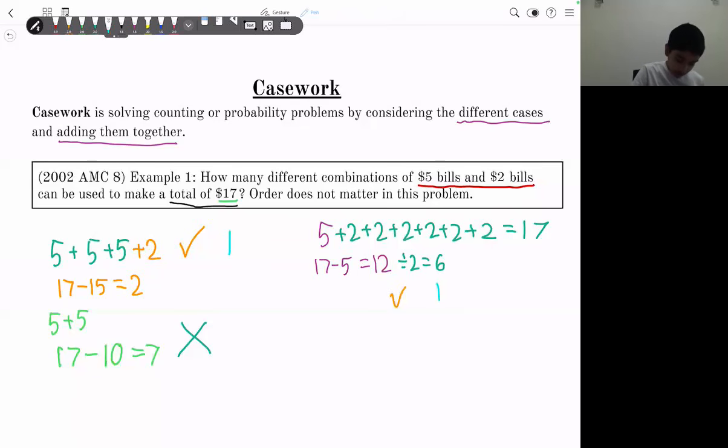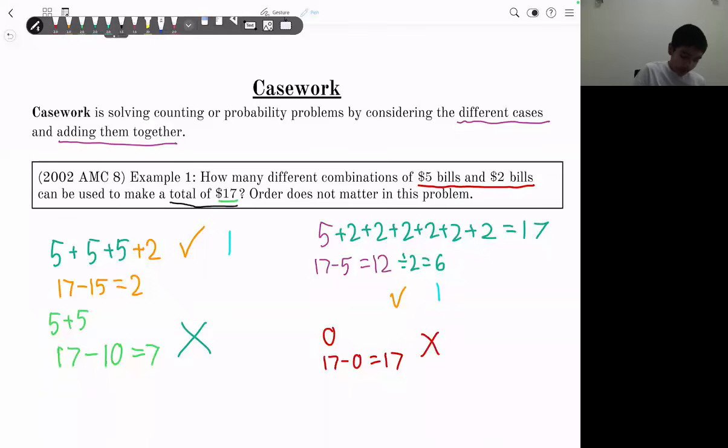And now let's see what happens when we have no $5 bills. So let's call it 0. Then there's just going to be $17 left. But then, as you can see, 17 is not divisible by 2. So we cannot form 17 from $2 bills. That's impossible, because 17 is odd. So again, this case doesn't work. So what is the total answer for this problem?